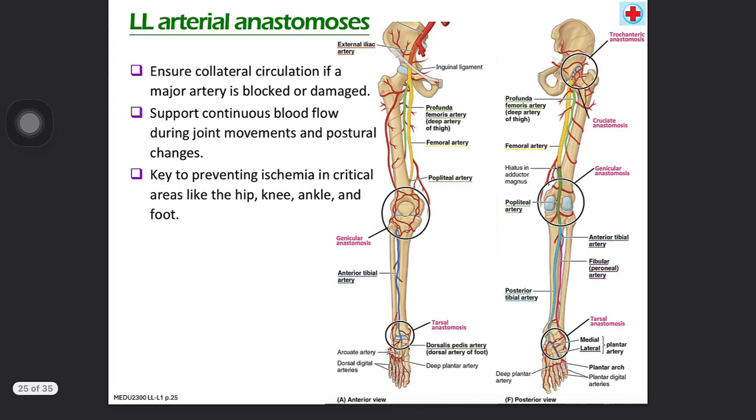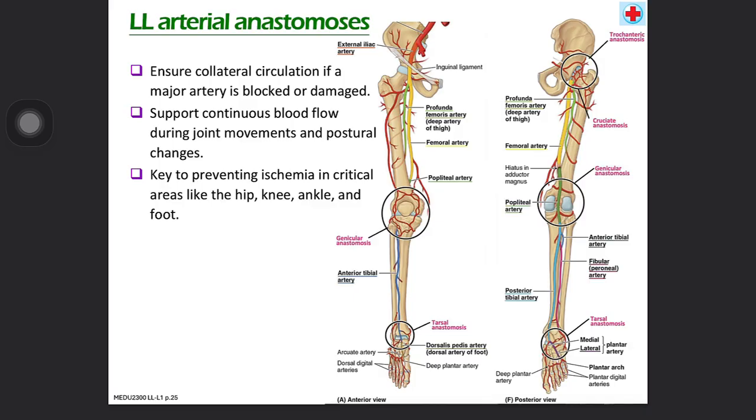And the next one here, we talk about the arterial anastomosis. As I said, we need to have good anastomosis, so important, because we need to have this connection between arteries. They provide alternative routes for blood flow, especially around the joints, where vessels may be compressed or stretched during movement. Okay.